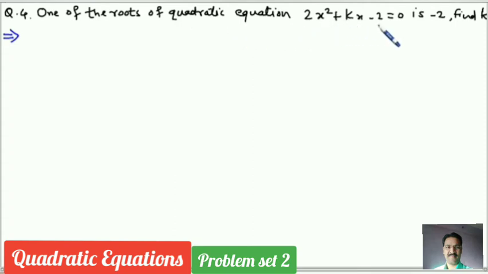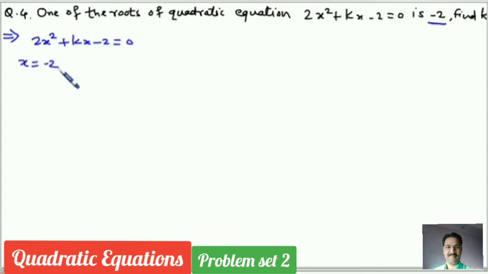2 equal to 0 is a quadratic equation. Its one root is minus 2. From that we are going to find the value of k here. See, first I'll write the equation which is given to us, that is 2x square plus kx minus 2 equal to 0. It is given to us already that one root is x equal to minus 2.